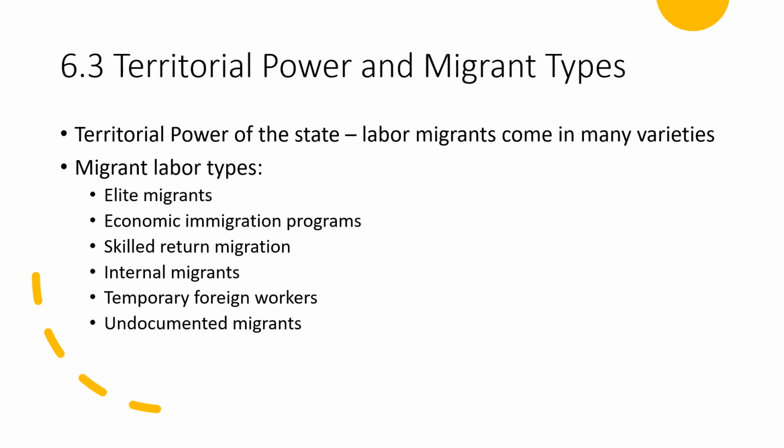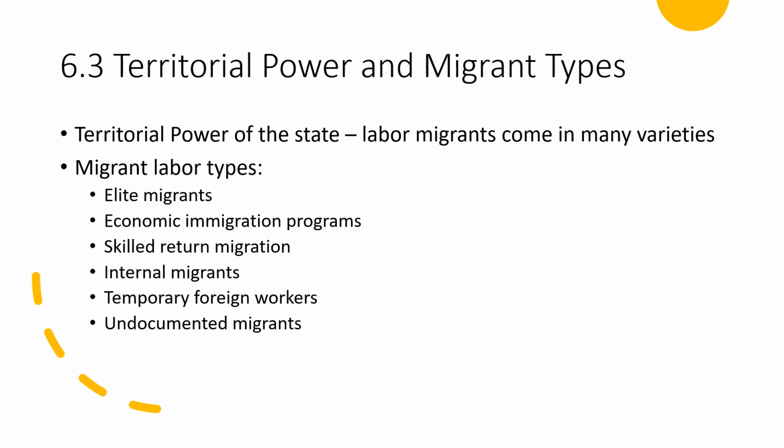The territorial power of the state means that labor migrants come in many varieties. The state can define who legally belongs within a given territory and can assign different rights to those with different degrees of belonging. Here are some migrant labor types, starting with the most privileged and moving onward to those with very few rights. So the one that is the most privileged is elite migrants. They are on the higher end of the income distribution and at top levels of management in international firms. These individuals may hold assets such as homes and businesses in several countries and may structure their lives in order to avoid higher tax rates in certain places.